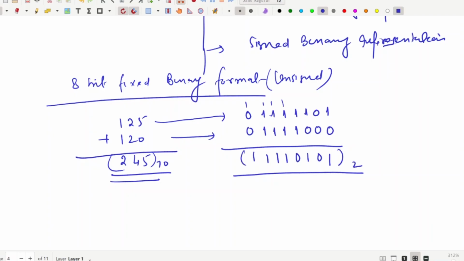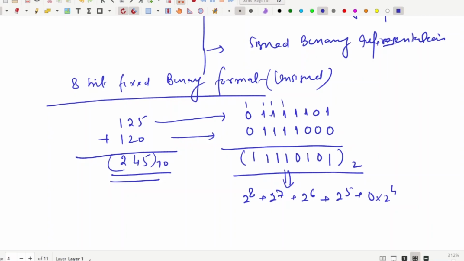This is 2 to the power 8, means 2 to the power 8 plus 2 to the power 7 plus 2 to the power 6 plus 2 to the power 5 plus 0 multiplied by 2 to the power 4, because corresponding to this bit position the bit value is 0.